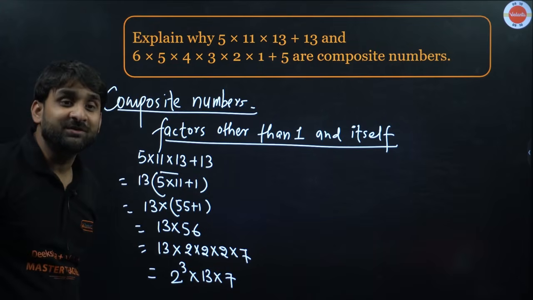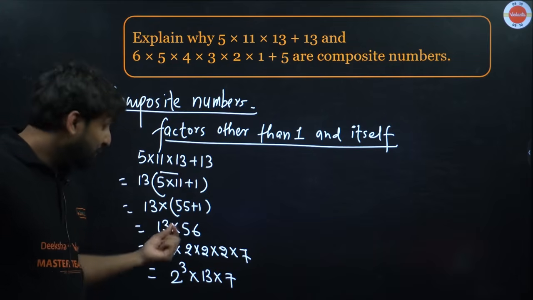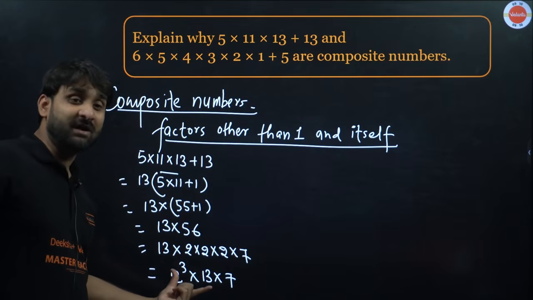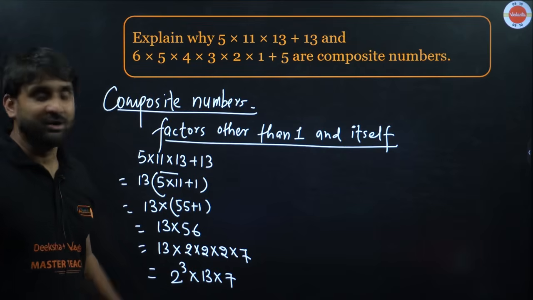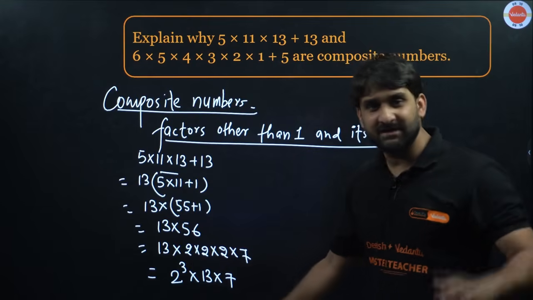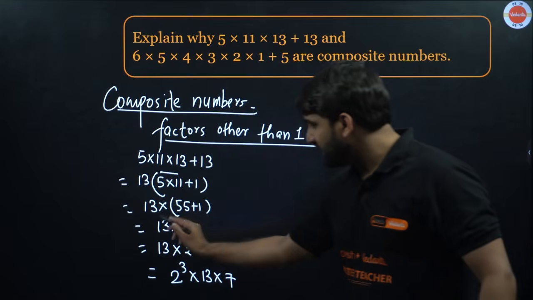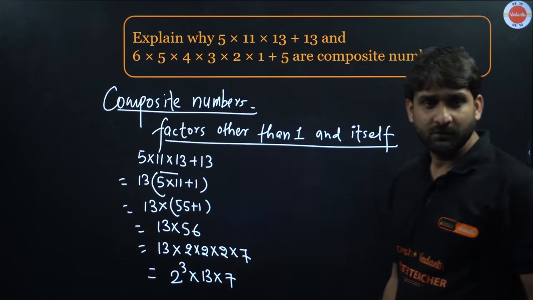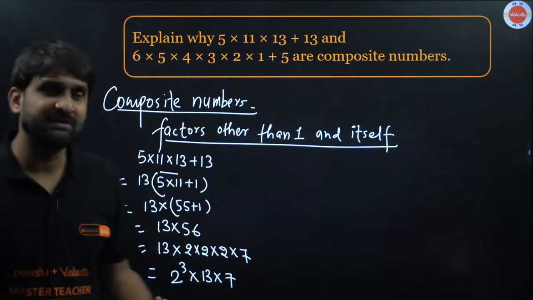So how many numbers can divide this whole number? 2 can divide, 3 can divide, 13 can divide and 7 can divide. So this is a composite number, because this number has factors other than 1 and itself. So many factors are there. So this is obviously a composite number.